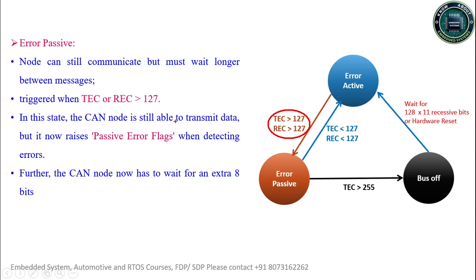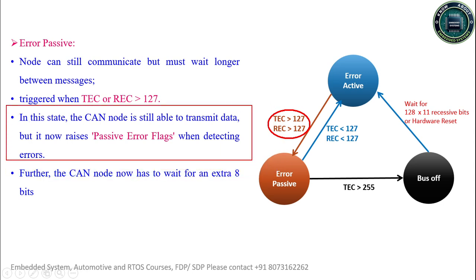Okay, this is very important. Whenever the ECU's error counters go beyond 127, that particular state is called passive state. In this passive state, it will work normally, but it will transmit passive error flags. You can see here in this state, the CAN ECU or CAN node can both transmit and receive, but it will transmit a passive error flag indicating that the error counters are more than 127.